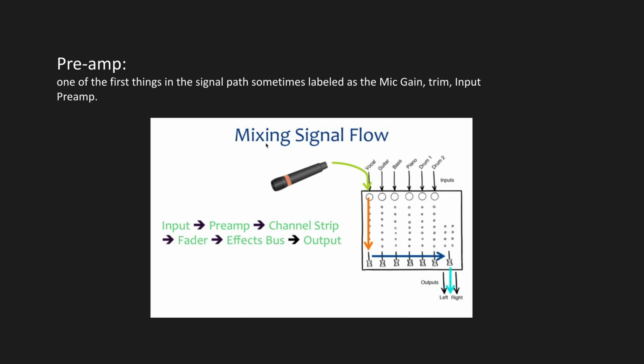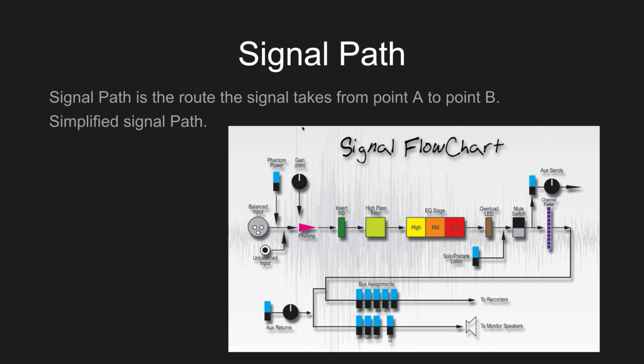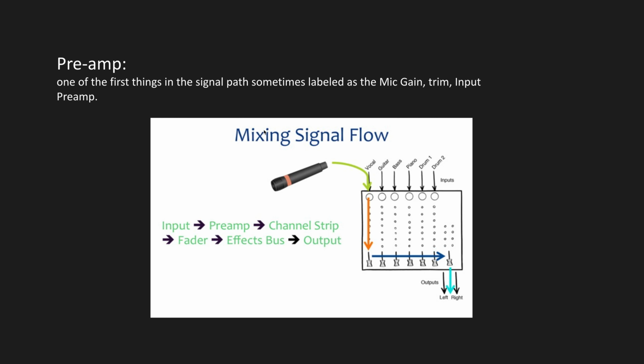All right, so one of the first parts of your signal path is going to be your preamp. So usually you have your input and then your preamp, okay? So input, preamp, channel strip, fader, effects bus, output. So preamp is one of the first things in signal path, sometimes labeled as mic gain, trim, or input preamp. It is basically the amount of gain you add so that you bring up that level of your microphone.